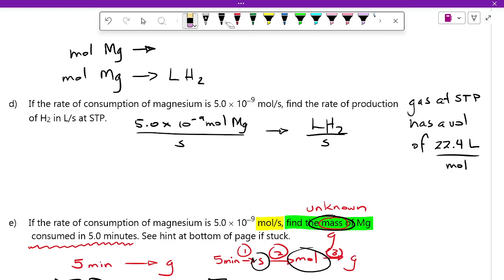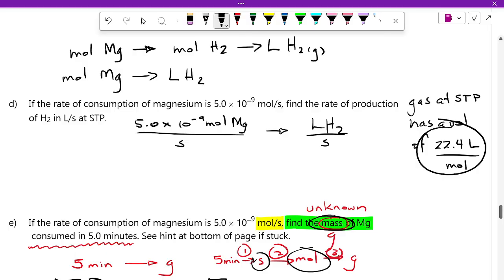Okay? So when in doubt, convert to moles. When in doubt, convert to moles. Okay. So we're going to go from moles of magnesium to moles of hydrogen. And from moles of hydrogen, we can use that conversion factor to go to liters of hydrogen gas.